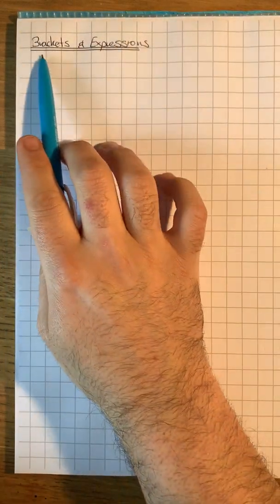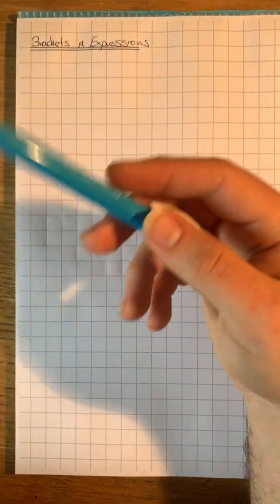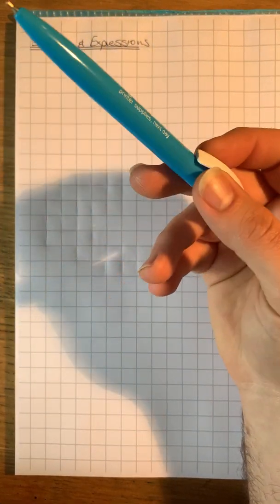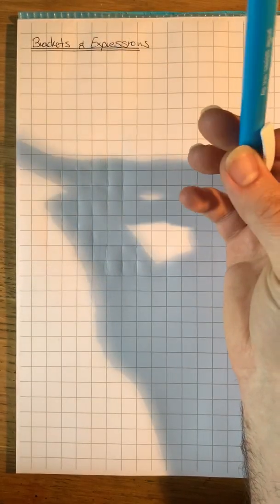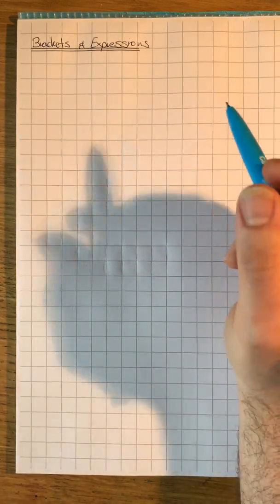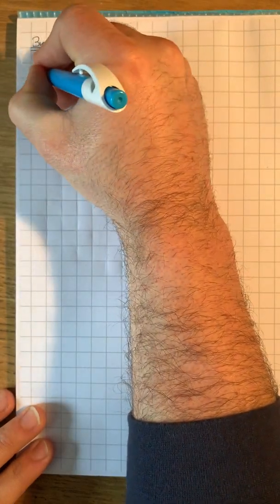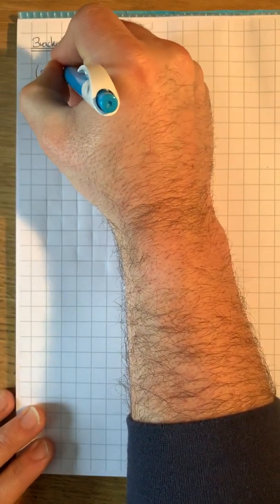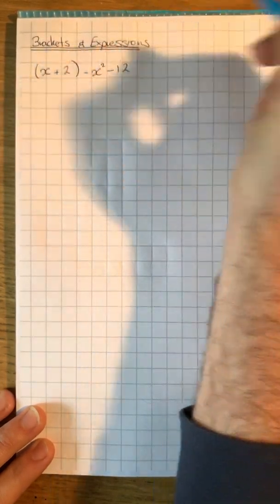Hi everybody, welcome to the next video on National 5 Algebra, and in this video we're going to be looking at brackets and expressions. In previous videos we looked at multiplying out a single bracket, we looked at multiplying out a double bracket, and we also looked at how we tidy up expressions. But in this video we're going to be looking at a mixture of all of what we've seen so far. So the example I've got here is (x + 2)² − x² − 12.